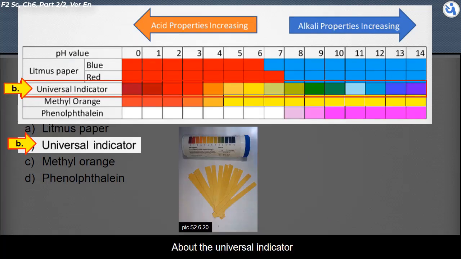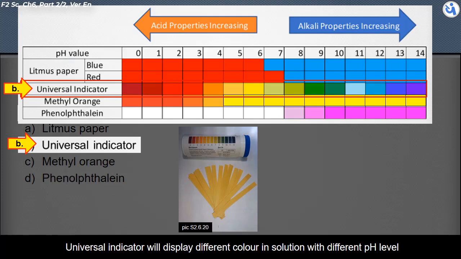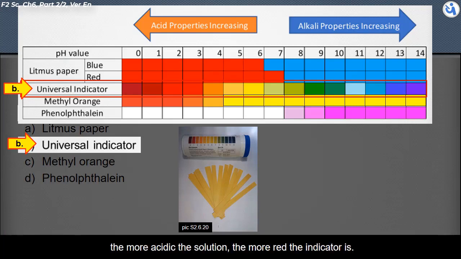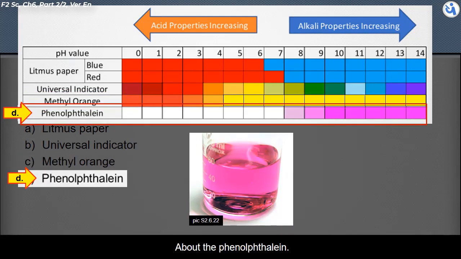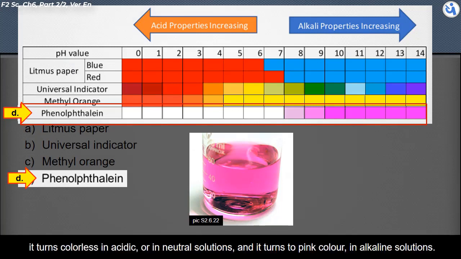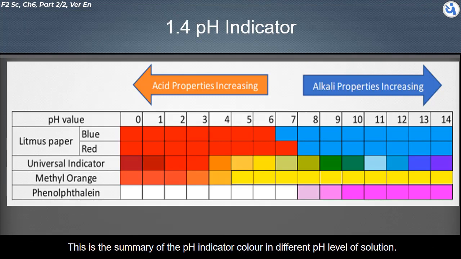About the universal indicator. Universal indicator will display different colors in solutions with different pH levels. The more acidic the solution, the more red the indicator is. The more alkaline the solution, the more blue the indicator is. About the methyl orange. Methyl orange shows red color in acidic solution, and yellow color in alkaline solution. About the phenolphthalein. It turns colorless in acidic or neutral solutions, and it turns pink in alkaline solutions. This is the summary of the pH indicator colors in different pH levels of solution.